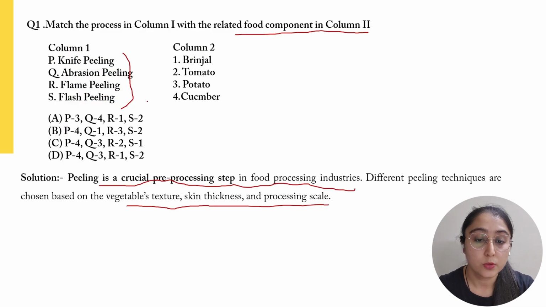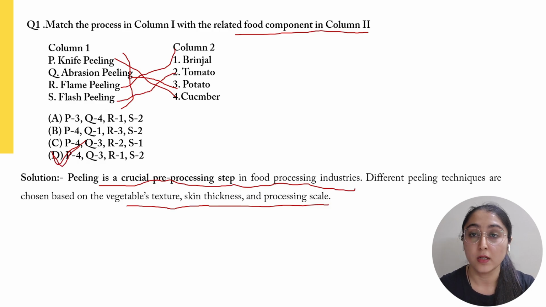So the correct answer to this question is option number D, since with knife peeling, cucumber will be the correct answer. With abrasion peeling, potato will be the correct answer. With flame peeling, brinjal, and with flash peeling, tomato. Therefore, option number D is the correct answer.